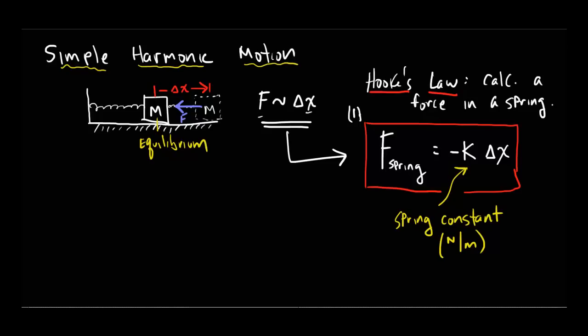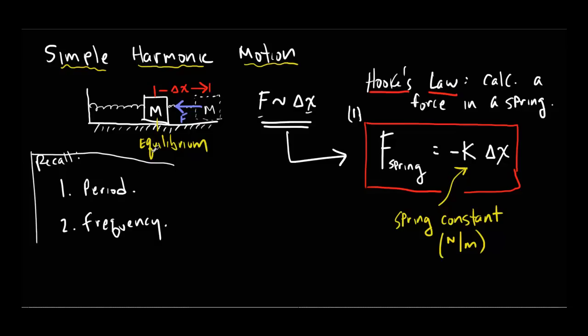I want to throw a couple other equations at you. If you want to think about a simple harmonic oscillator, about simple harmonic motion, and you want to really get into the calculations, there are a few values you might want to calculate that I mentioned before. You might want to calculate the period of the simple harmonic oscillator, and you also might want to calculate the frequency. These are two different measurements that you might make for a simple harmonic oscillator.